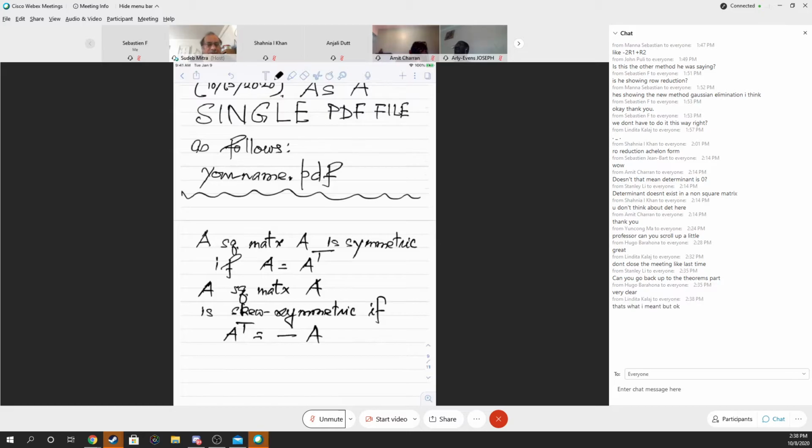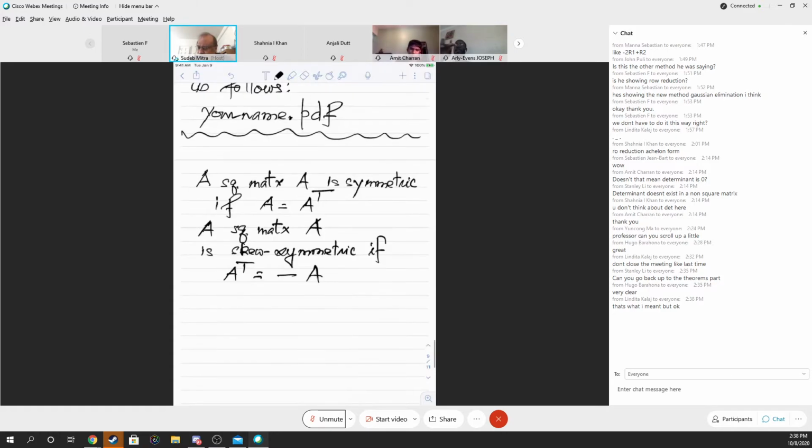Then you have some properties. So if A is symmetric, the following are obvious: A transpose is symmetric. A and B, okay. Now, KA is symmetric if K is a scalar.